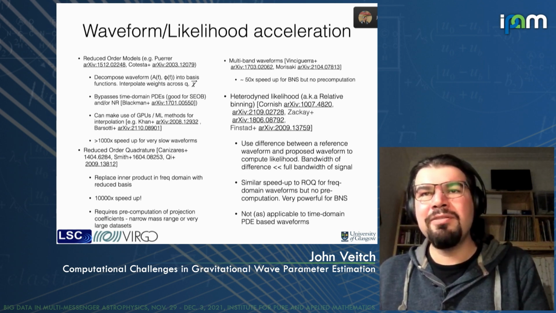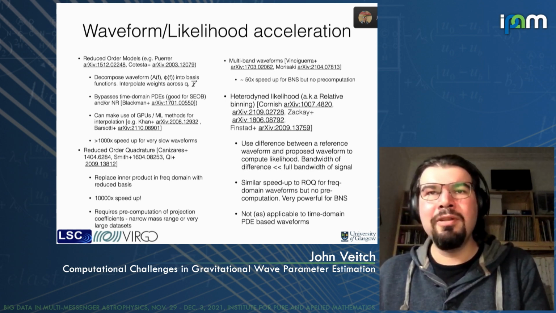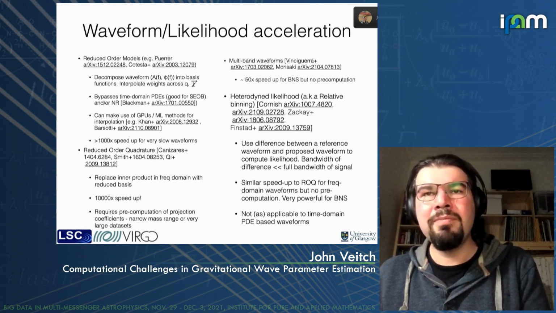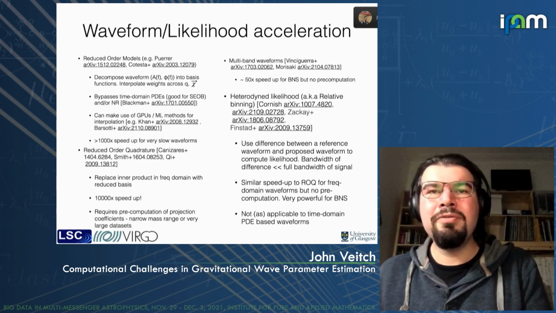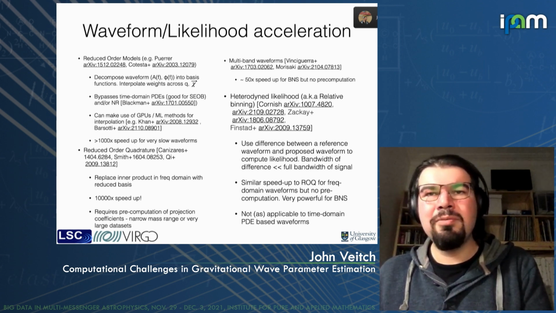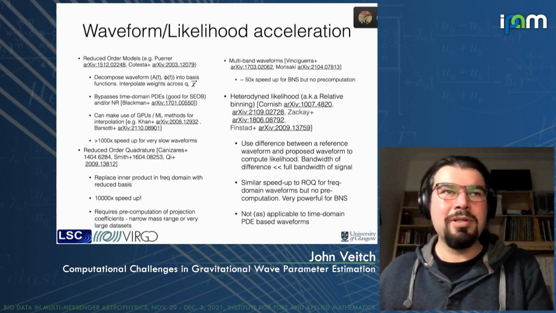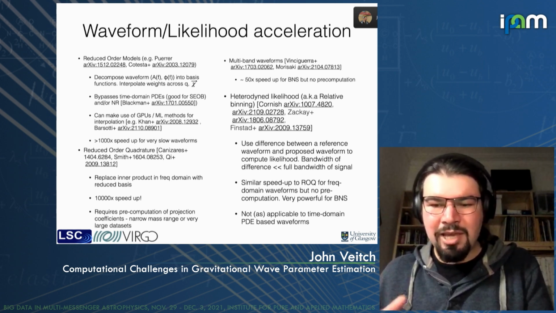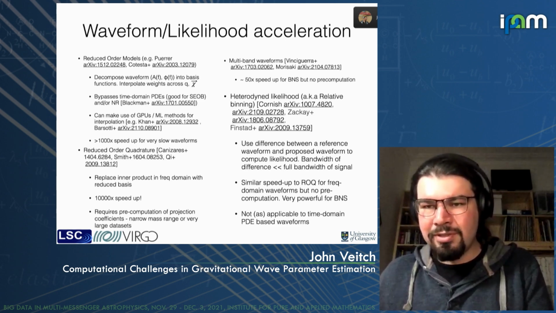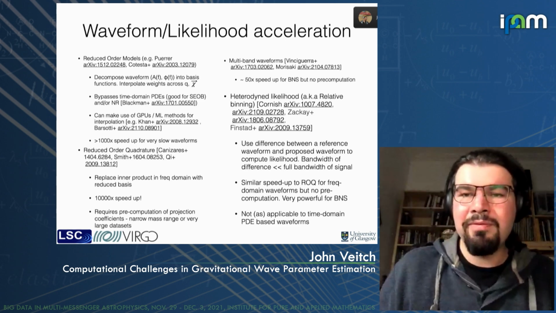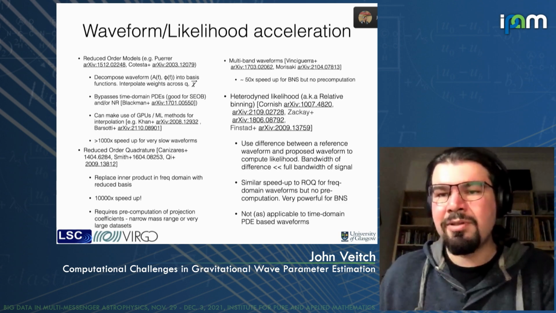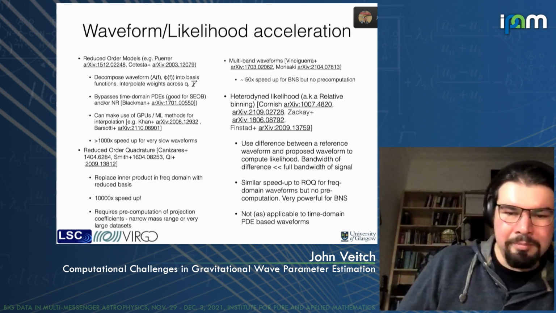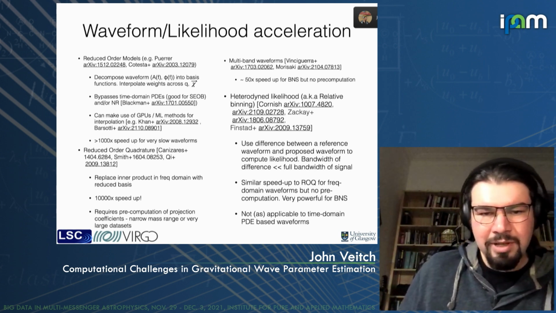The nice thing about it is it doesn't require any pre-computation other than the generation of the initial reference waveform. So it's very powerful for things like binary neutron stars. But it's not so applicable to these time domain-based waveforms where you have to solve a PDE. That usually works by taking steps. And so if your entire idea is to reduce the number of steps you take, but that number is less than the number that is required to solve the PDE, then you can't get any benefit of it. You still have to take all the steps to solve the PDE.